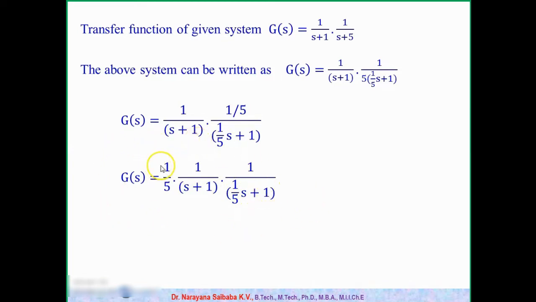So now, for simplicity, we will assume 1 by 5 is system 1, 1 by s plus 1 is system 2, and 1 by 5s plus 1, this third one, is system 3. So in this way we'll assume: this is our system 1, this is our system 2, and this is our system 3.